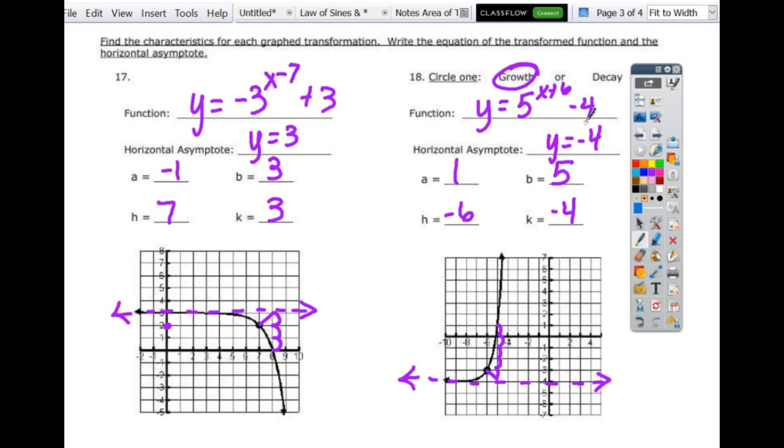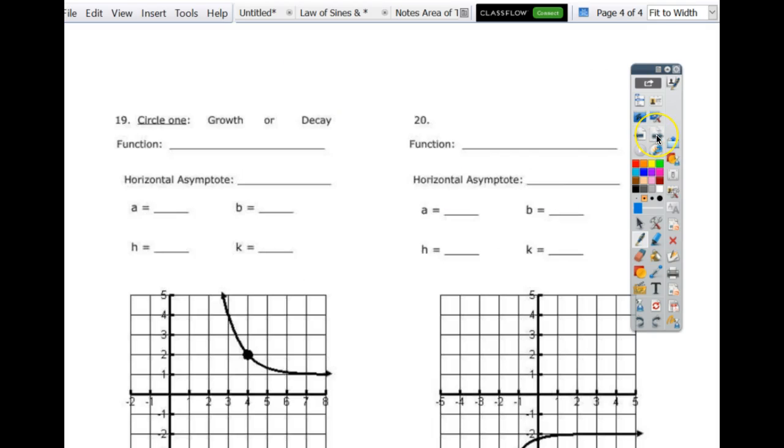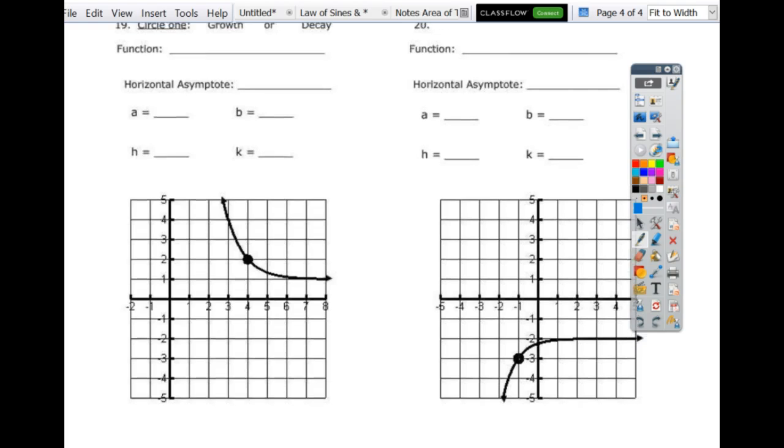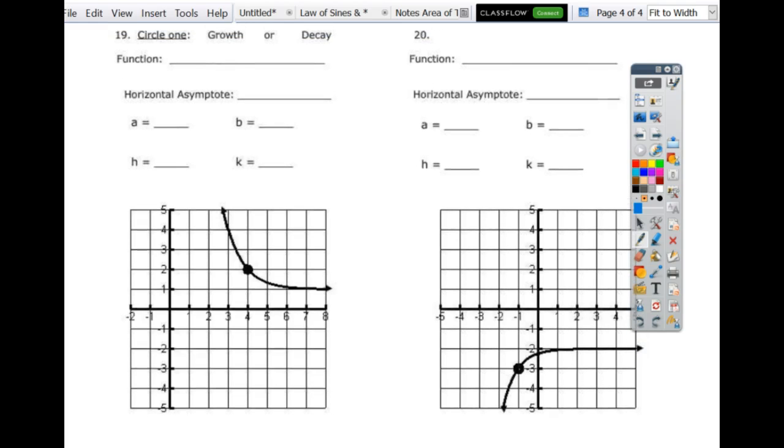Okay, everybody double check. Why wouldn't what be negative? B is never negative. Never. No. The A can be negative, but the B is never negative. All right, you guys do the next two.